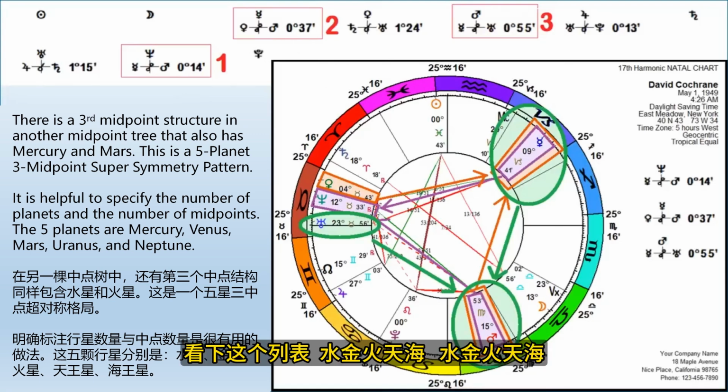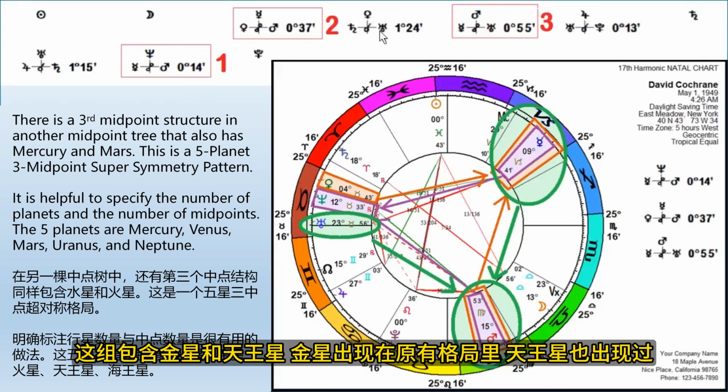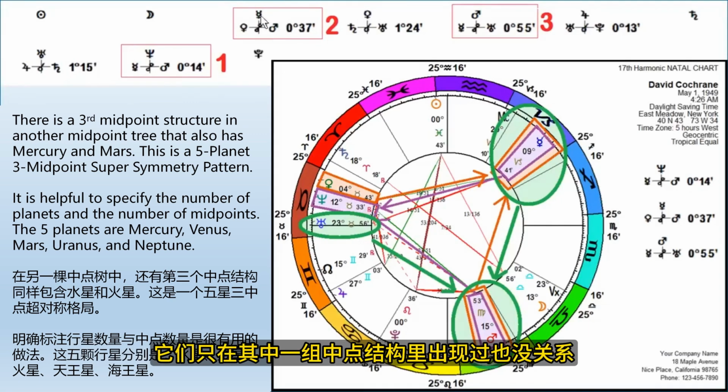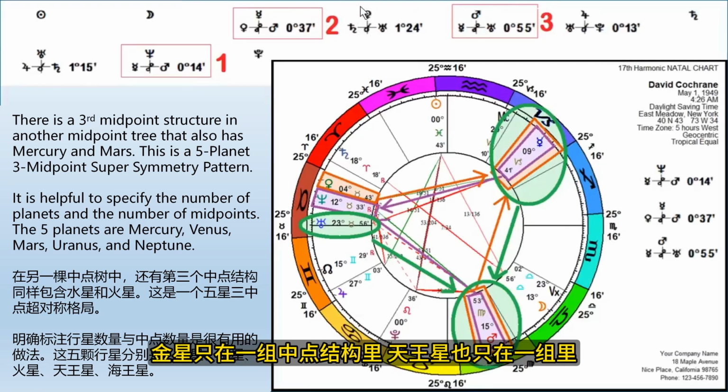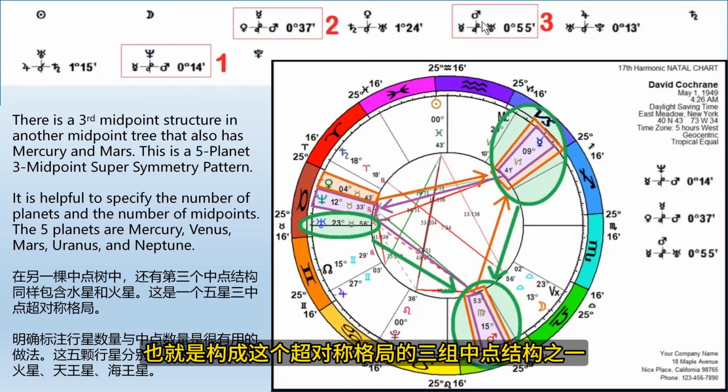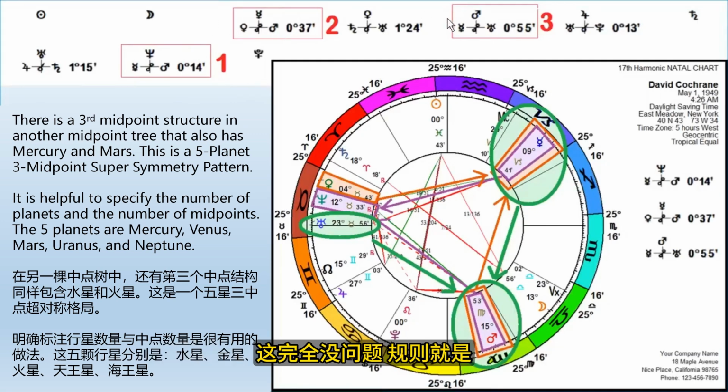Let's look at our list. Mercury, Venus, Mars, Uranus, Neptune. It has the Venus and Uranus. So this midpoint structure has the Venus, excuse me, which appears in this midpoint structure. It has Uranus, which appears in this midpoint structure. It's fine that they appear in only one of them. Venus is on only one midpoint structure. Uranus is on only one of the 3 midpoint structures that make up this supersymmetry pattern. That's fine. No problem.